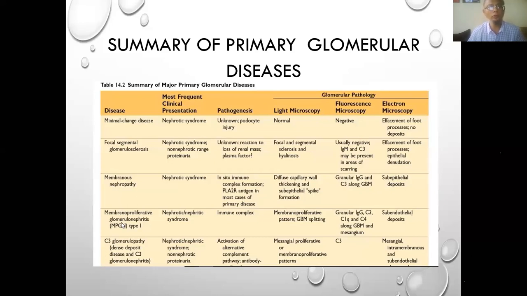Now, in case of membranoproliferative glomerulonephritis type 1, the patient may present with either nephritic illness or nephrotic syndrome. You will get immune complex, that is antigen-antibody deposition. In light microscopy, you will get the membranoproliferative pattern, and there is glomerular basement membrane splitting. In fluorescent microscopy, you will get granular IgG, C3, C1q, and C4 along the glomerular basement membrane and mesangium. And there is also subendothelial deposit. So these findings you will get.